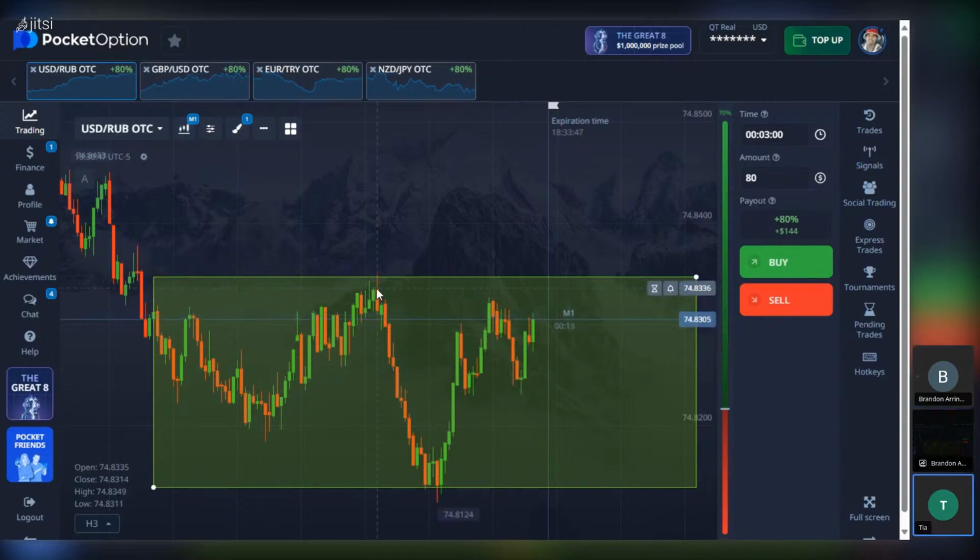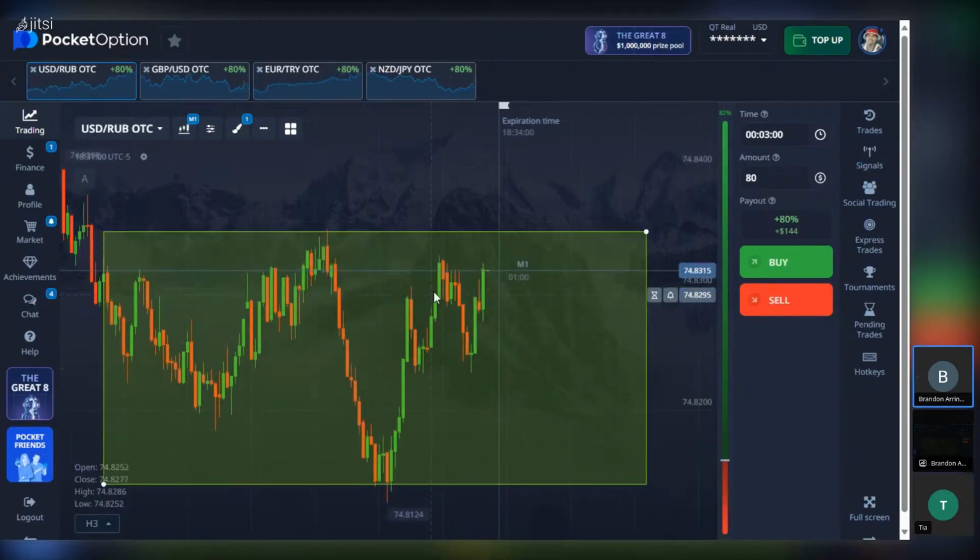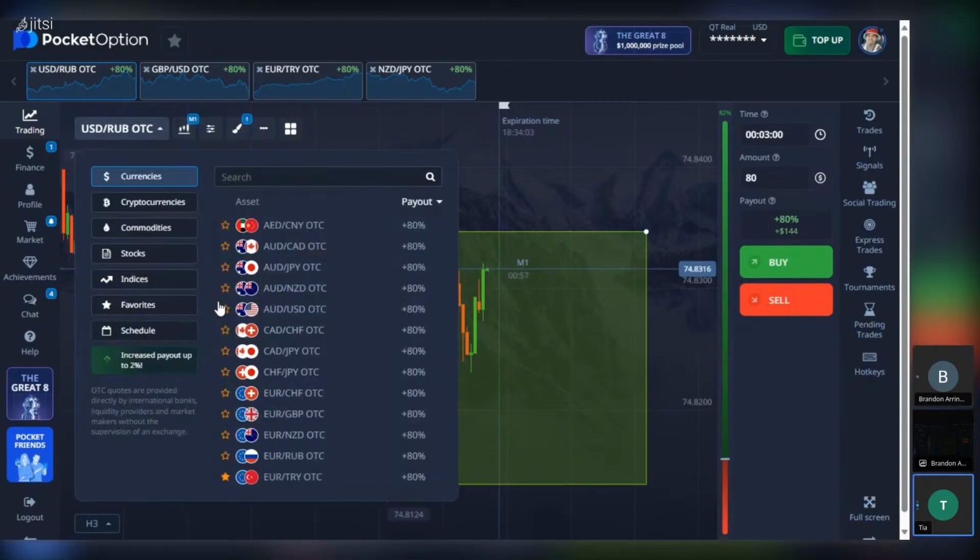But I see what you're saying though. All this is consolidation. It's just going sideways, enticing people to get in. Enticing people to sell, enticing people to buy, just trapping people right now. So all you're waiting for is the accumulation higher time frame to break out.